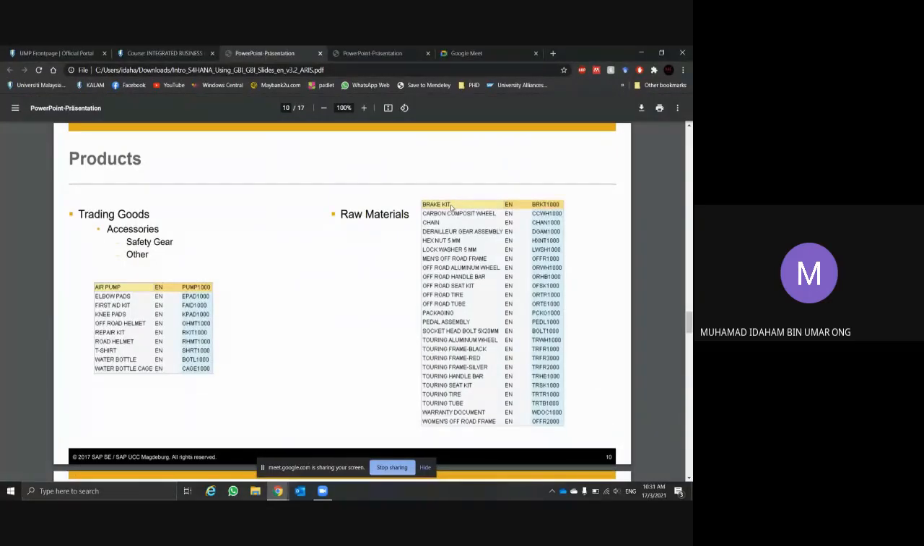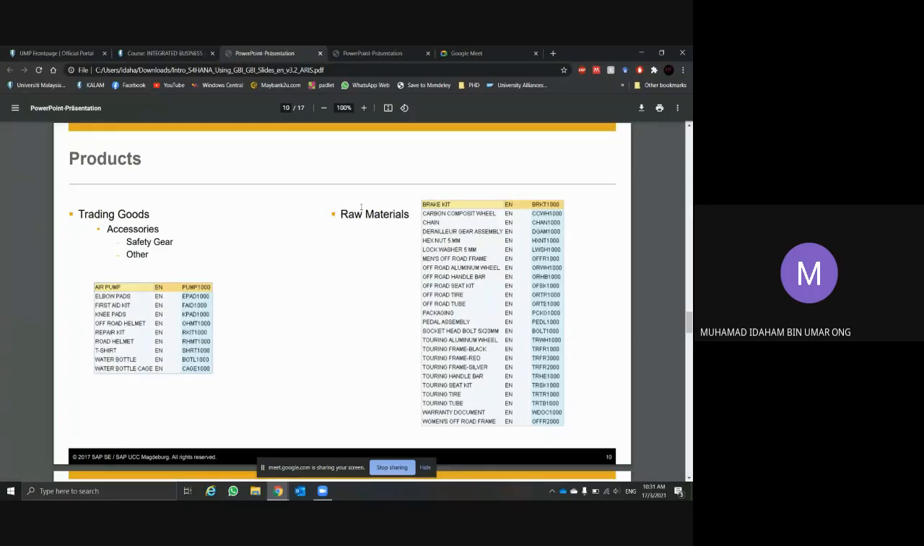Notice brake kits. Hopefully you guys can imagine what a brake kit is. Carbon composite wheel, chain, gear assembly, hex nut, lock washer. Those are the different components of a bicycle. If you break up a bicycle and sort it according to these components, you're going to have your raw materials of a bicycle. Not the basic raw materials, but basically we define it as raw materials for our case.